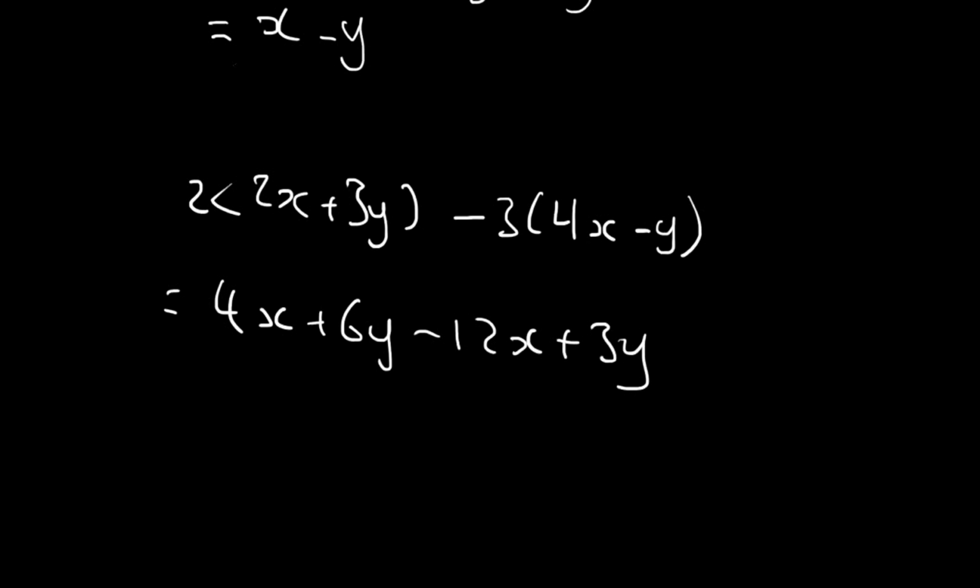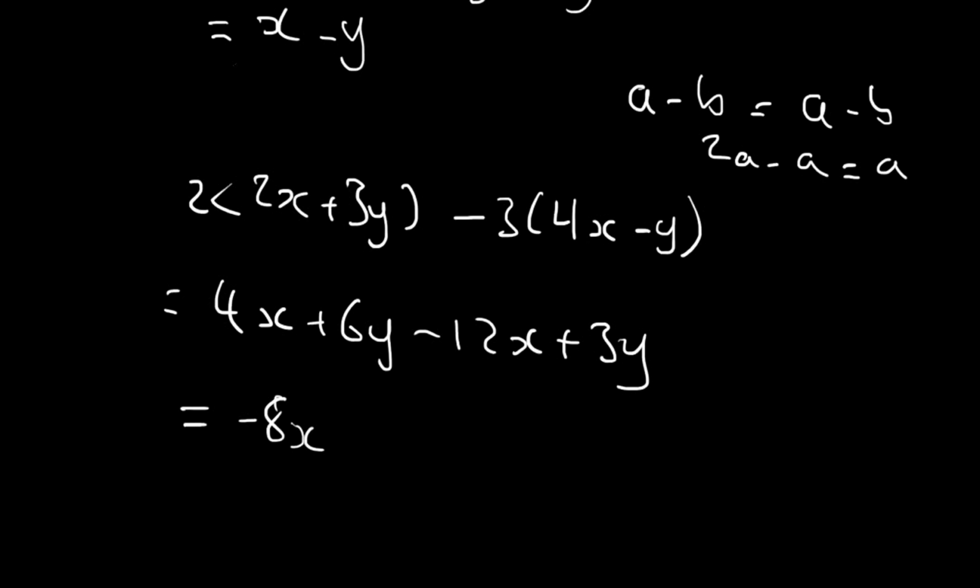And now again you can take away the same variables, remembering that if you have a minus b, you don't actually take away the different variables from one another, but if we have 2a, take away a, you will get a. So remembering these results, we have 4x, take away 12x, which will give you negative 8x, and then you have 6y, add 3y to give you 9y.